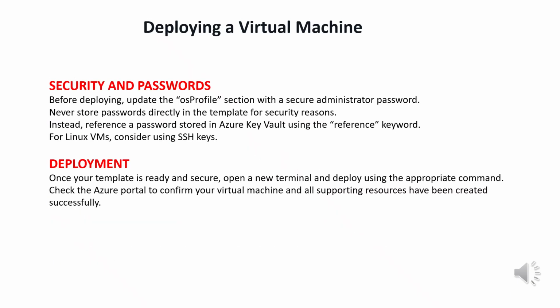Before deploying, update the OS profile section with a secure administrator password. Never store passwords directly in the template for security reasons. Instead, reference a password stored in Azure Key Vault using the reference keyword. For Linux VMs, consider using SSH keys. Once your template is ready and secure, open a new terminal and deploy using the appropriate command. Check the Azure portal to confirm your virtual machine and all supporting resources have been created successfully.